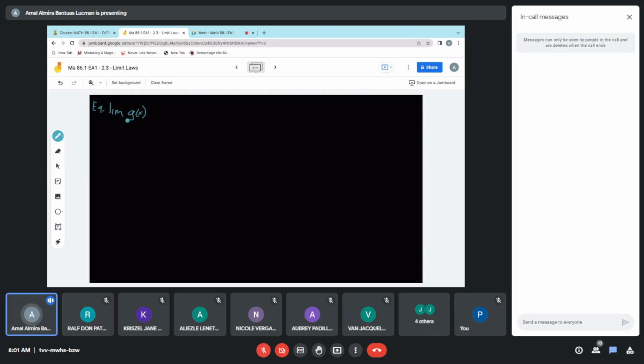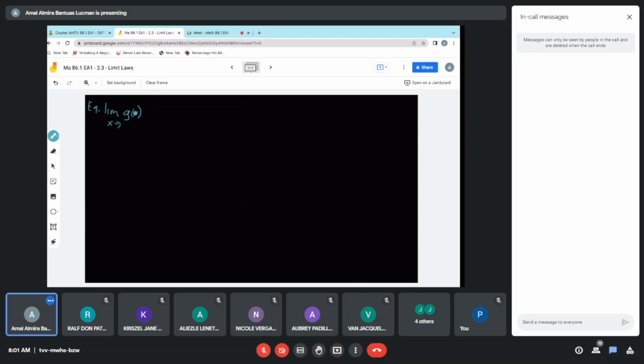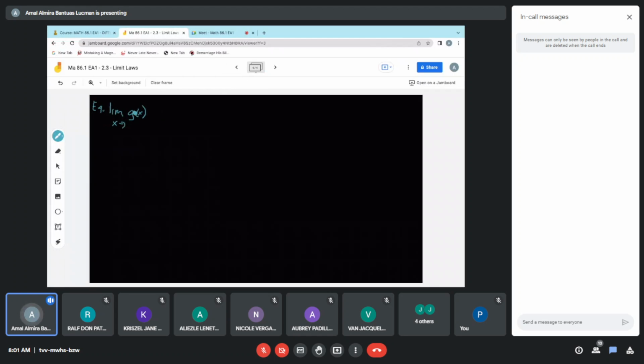Limit of g of x as x approaches 1, provided that g of x is equal to x plus 1 if x is not equal to 1, and it is equal to pi if x is equal to 1. Okay, so what would this be? As x approaches 1, meaning it is not equal to 1.